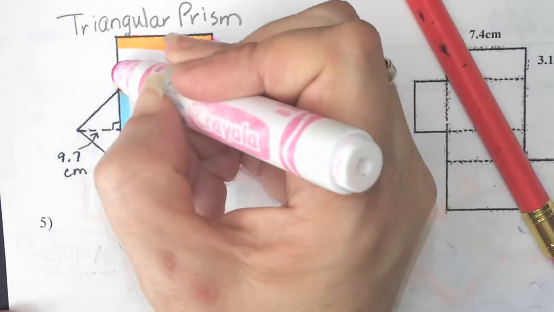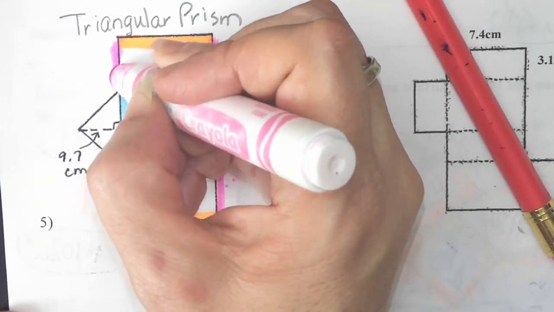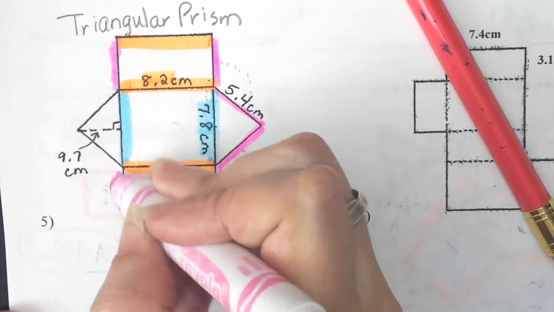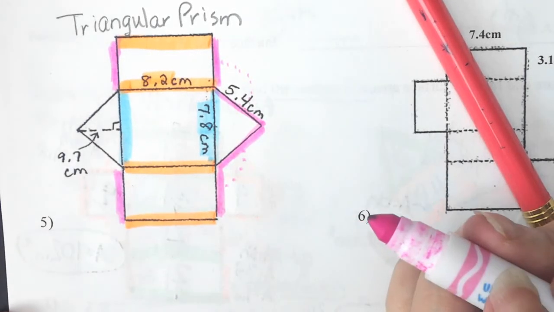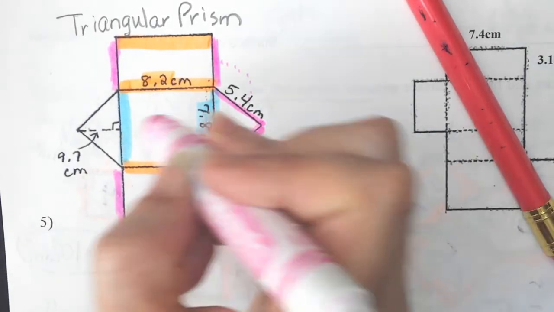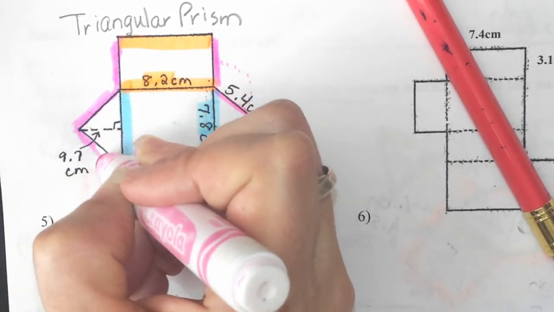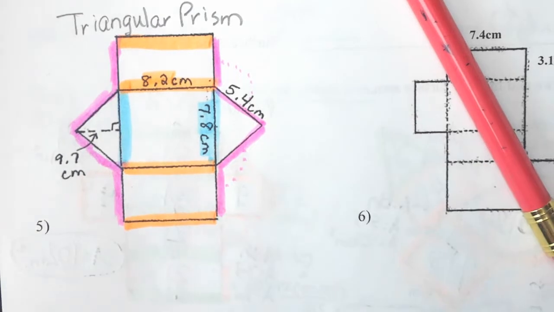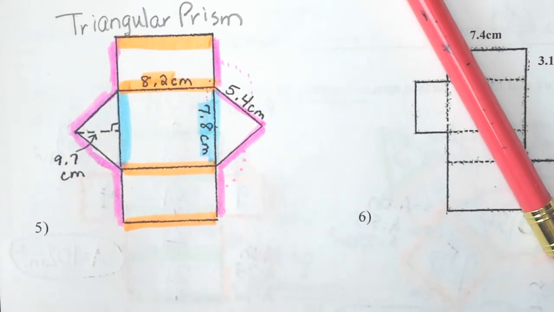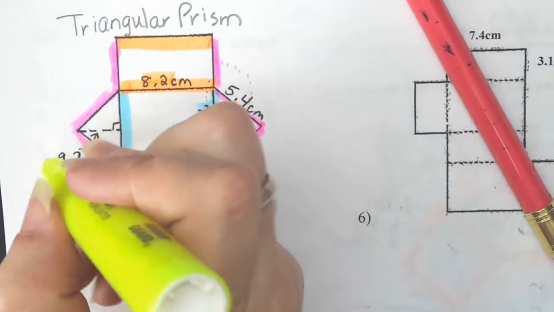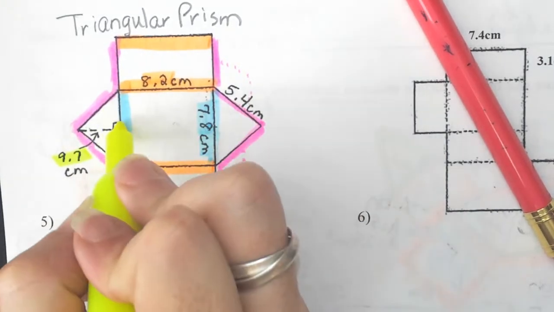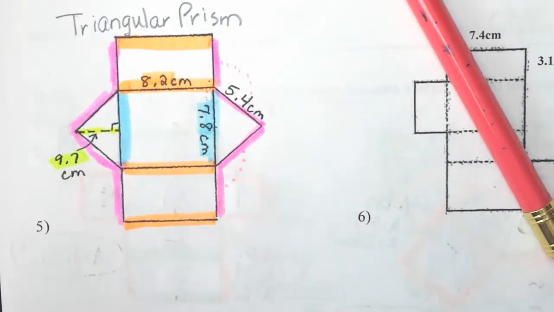We could do opposites, like this opposite wall and that opposite wall. We could say opposite flaps. That's why that's pink. And that's why that's pink. And then the height of the triangle is 9.7. And listen, heights are different than lengths of sides. I know they look the same, but they are different.